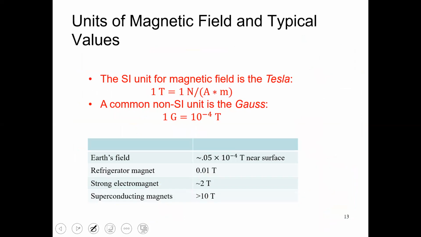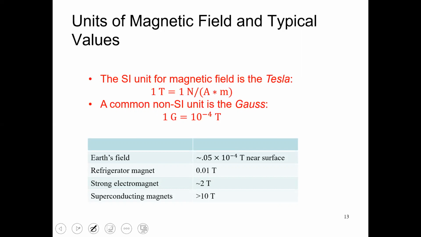Units for our magnetic field and typical values that you're going to see. The SI unit, the Système International unit, for a magnetic field is the Tesla. So 1 Tesla is 1 Newton per amp times meter, right? A common non-SI unit that you sometimes see is the Gauss. A Tesla is a really, really strong magnetic field. So a Gauss is 10 to the minus 4 Teslas. It's just 4 magnitudes of 10 smaller, right? But that's a non-SI unit, not in newtons and amps and meters in standard SI units, but it's easy enough to get from one to the other.